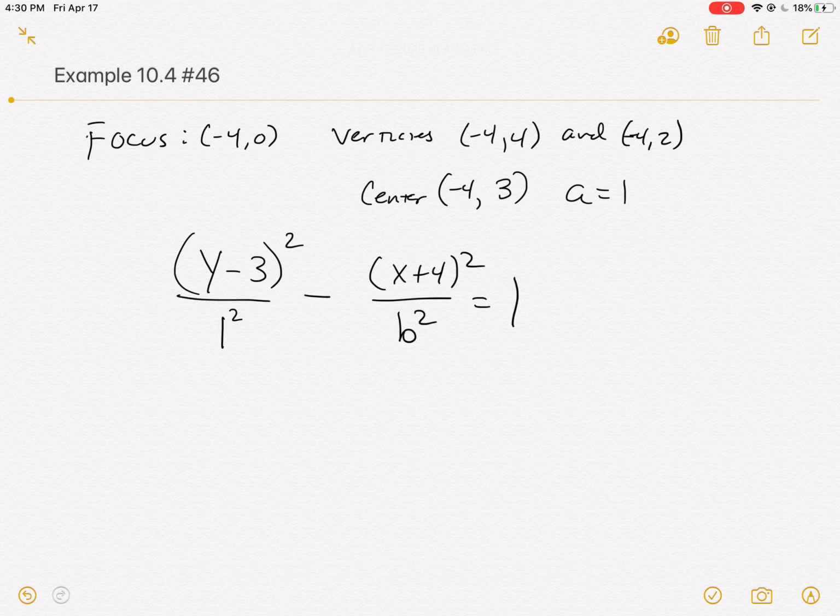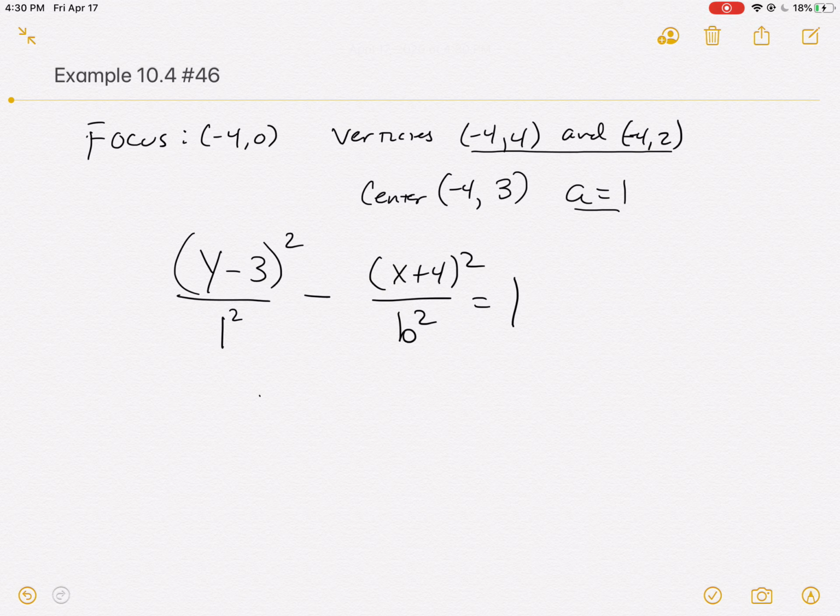Just by knowing that the center was going to be right in between the two vertices, the distance from that center point out to the vertex was 1. That vertex was a change in the y direction. That's all that's happening here. And so what do we have left to do? Well, we've got to find this b squared.